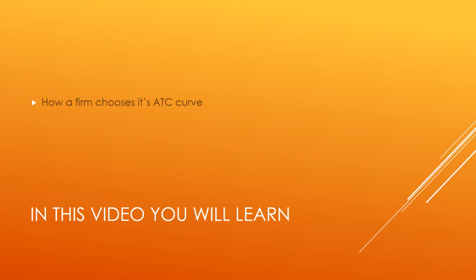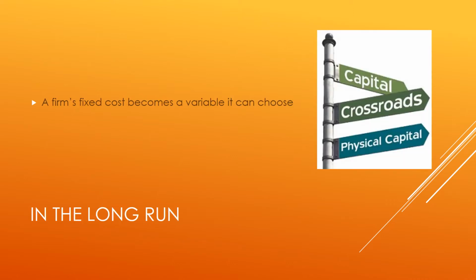Alright, so we're going to learn how a firm chooses, that's right, it's a choice, their average total cost curve upon which to operate. In the long run, a firm's fixed costs become a variable that it can choose. Thinking back to past videos, what we're talking about here is the difference between the short run and the long run. In the short run, a firm has some costs which are taken as fixed, meaning that they cannot change those in the short run.